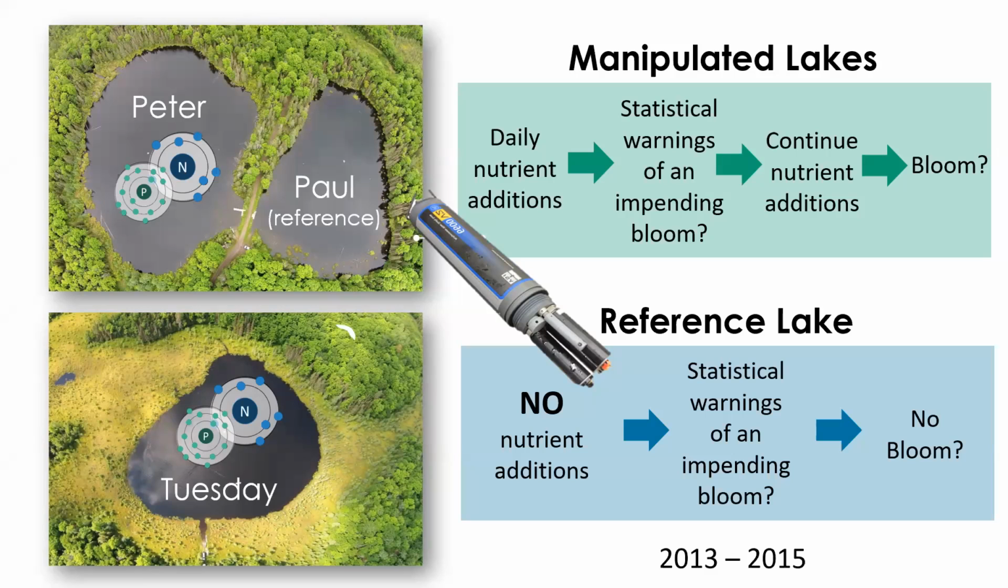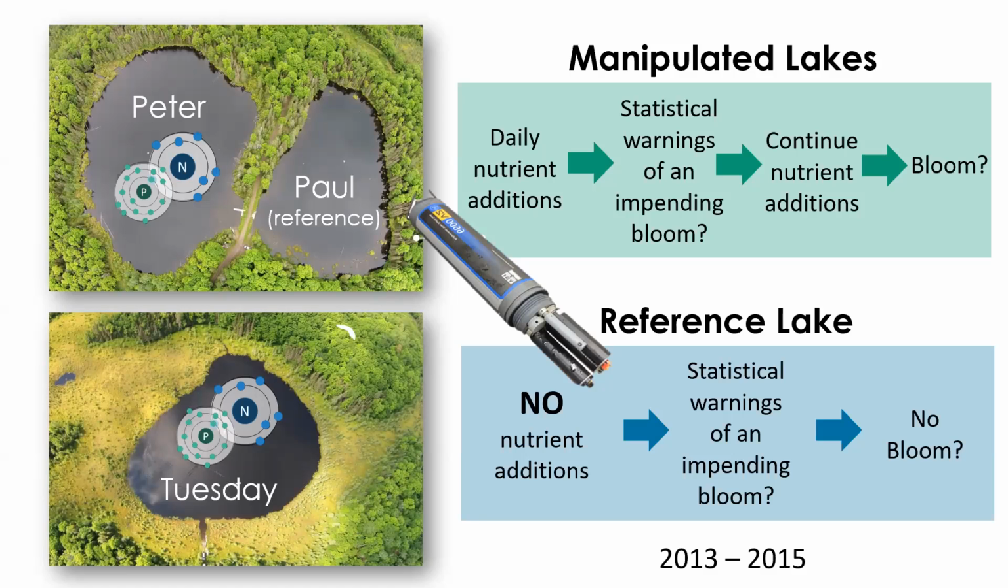And the idea in Peter and Tuesday lakes is we did daily nutrient additions of phosphorus and nitrogen. So we were adding this external nutrient loading to the system. And we were measuring every day using these high frequency sensors in the water. One of them is pictured there. To look for these statistical warnings of an impending bloom, a rise in variance, a rise in autocorrelation.